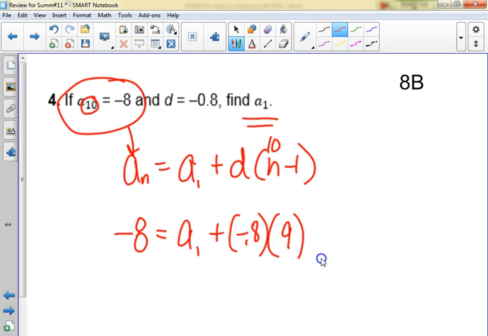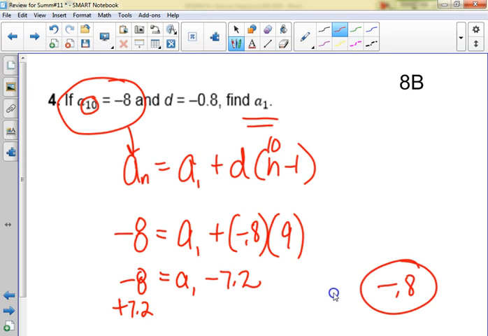I would have gone straight to this because I don't use those formulas very often, but so to get the 10th term of -8, you added this difference of -0.8 9 times to the first term. Let's see, what's that? -7.2, anybody? So I have to add 7.2 over here. Is -0.8 the first term? I'm trying to do mental math, so somebody please check me.